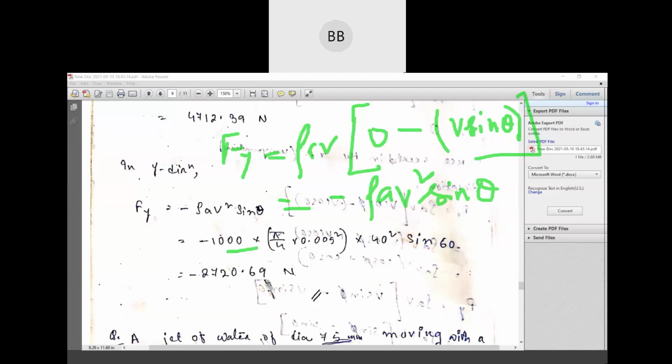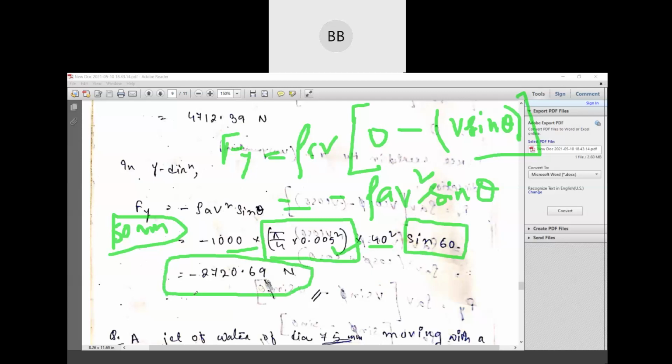Area I think we have already discussed. Pi by 4, and that 50 mm we have to convert into meter, 0.05. This is correct. Then 40 square is our velocity, then sin 60. And see whether you are getting this value or not. Minus 2720.69 Newton.